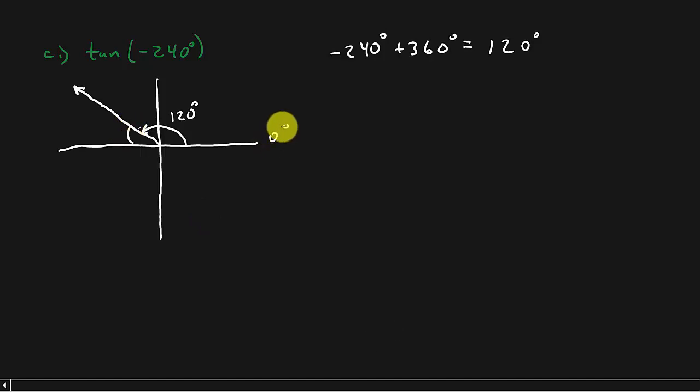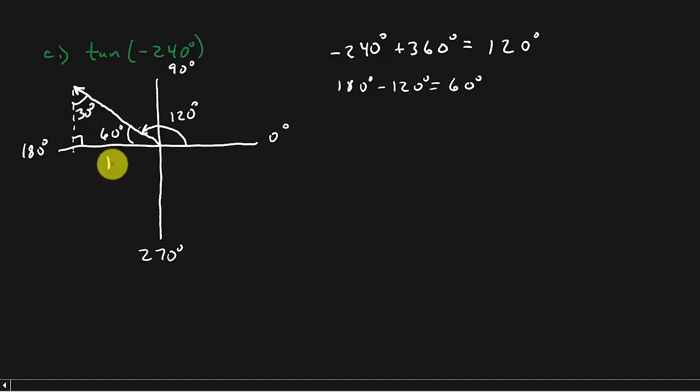Well, I know this is 0, 90, 180, and 270. So I know this angle here would be 180 minus 120, which is 60 degrees. So this is 60 degrees. I'll drop this down. So this is 30 degrees. So this is 1, square root of 3, and 2. Well, and this point here, that's going to be negative 1, square root of 3.